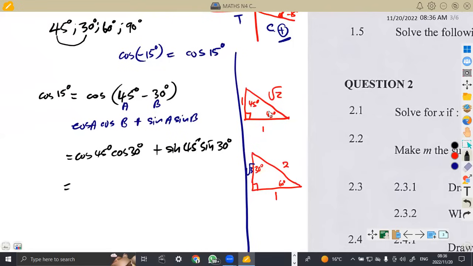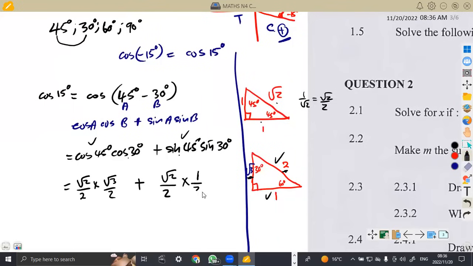From this, we understand that cos 45 degrees is adjacent over hypotenuse. So it's 1 over square root of 2, which is the same as square root of 2 over 2. So we've got square root of 2 over 2 times cos 30, that's adjacent over hypotenuse, so it's square root of 3 over 2, plus sine 45. Remember that cos 45 and sine 45 are the same. So we've got square root of 2 over 2 times sine 30. Sine 30 is opposite over hypotenuse, which is 1 over 2.